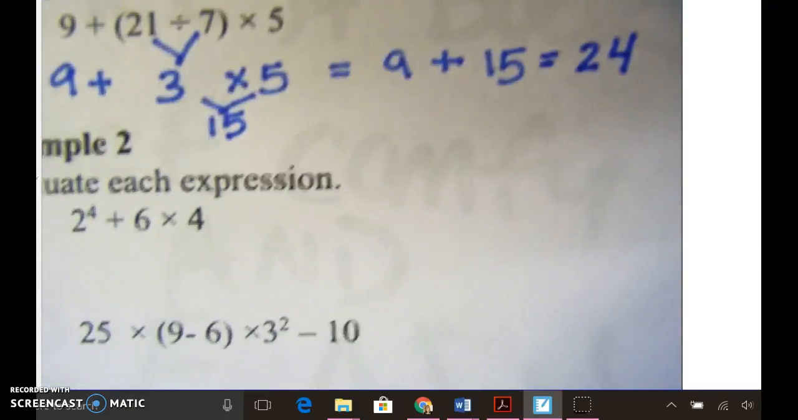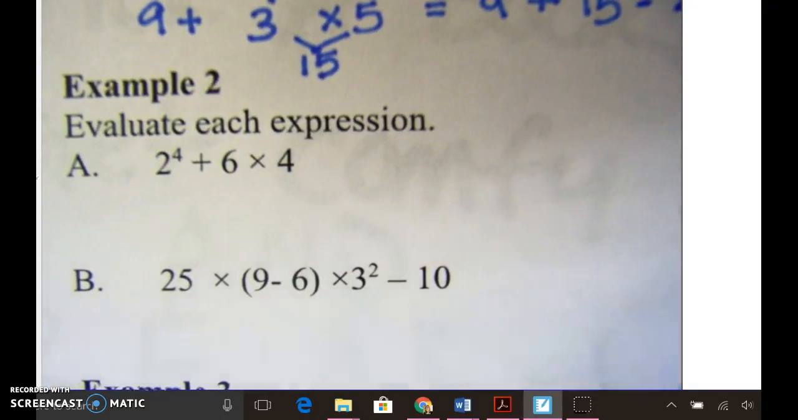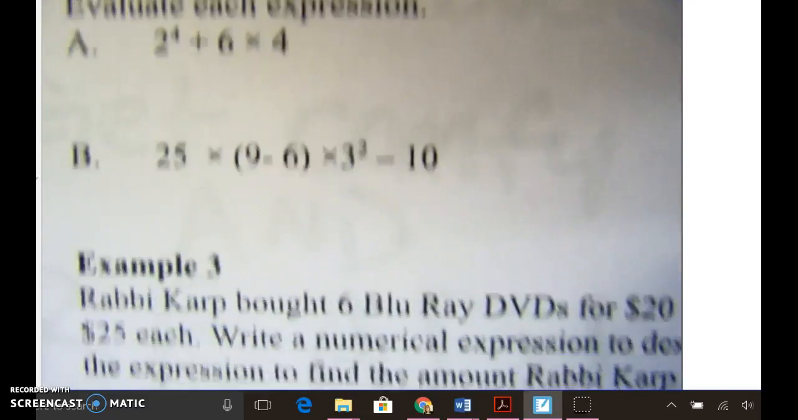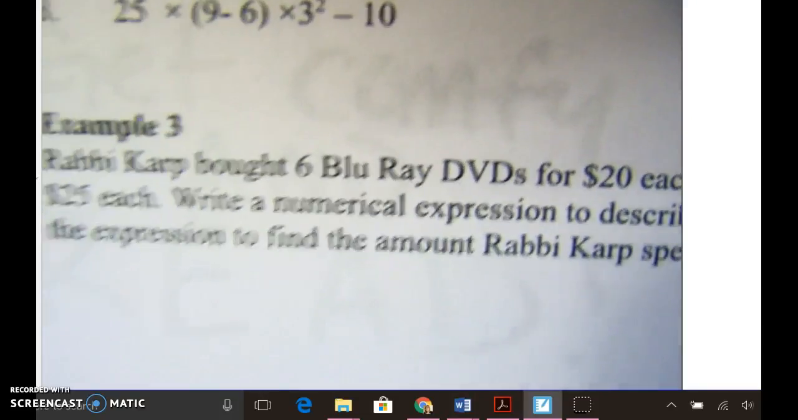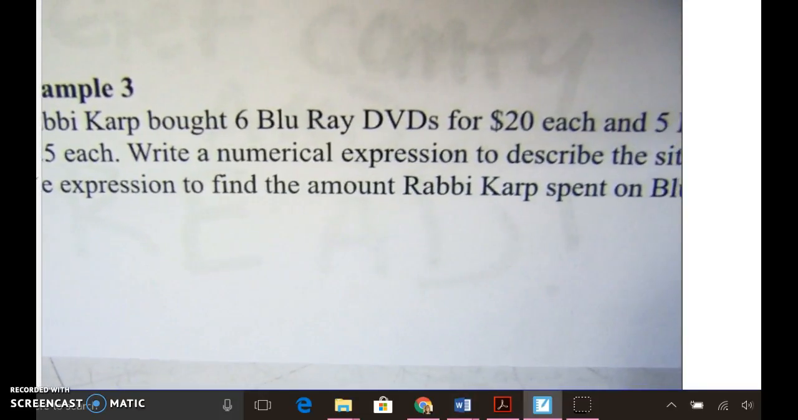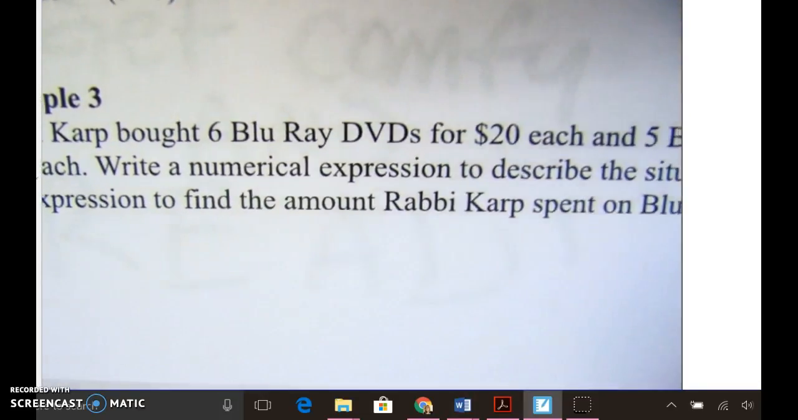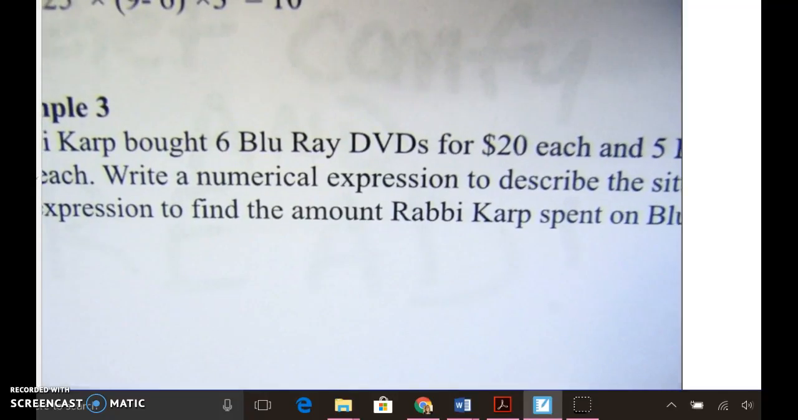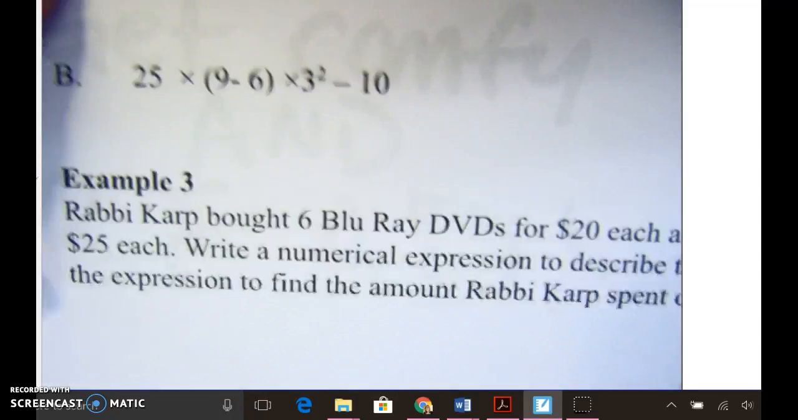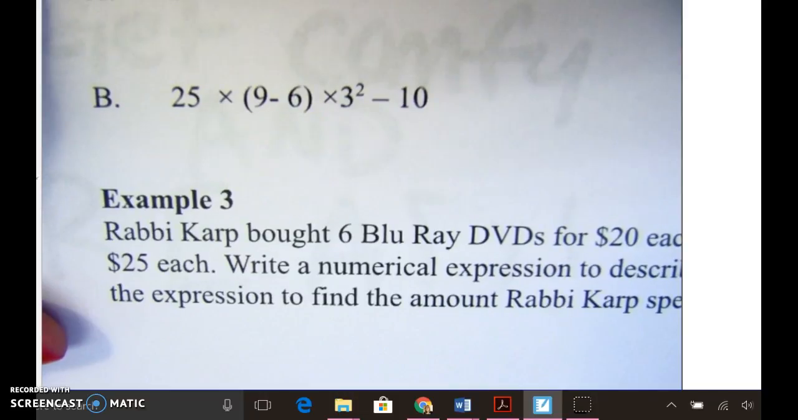you are going to solve A and B on your own. 3 is a word problem. I want you to write a numerical expression to find the amount the Red Back Harp spent on Blu-ray DVDs. Your answers will be checked, and then you can go on to play the games.